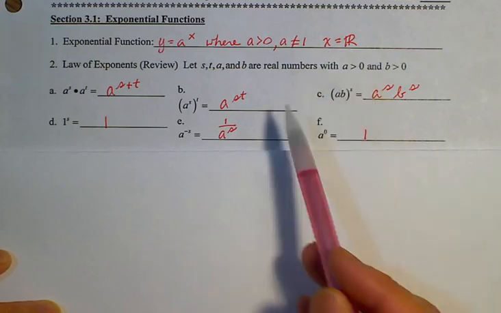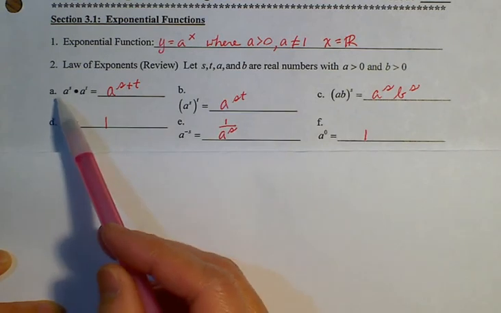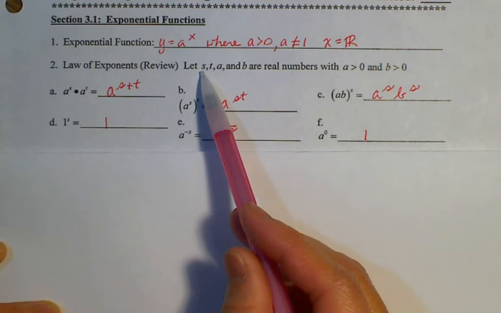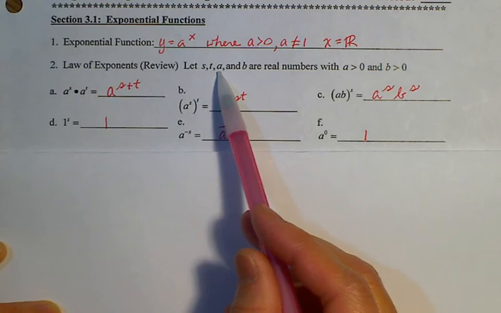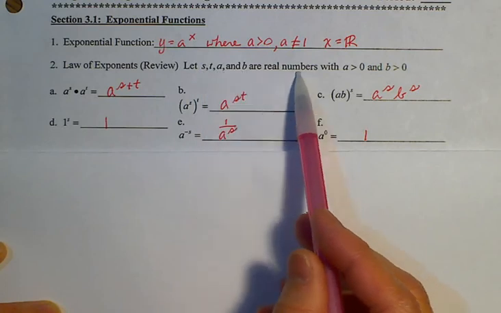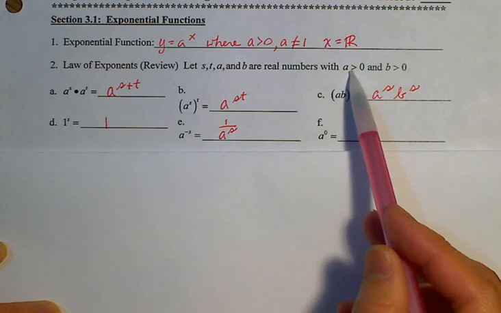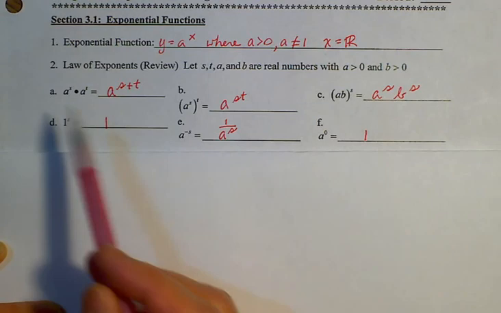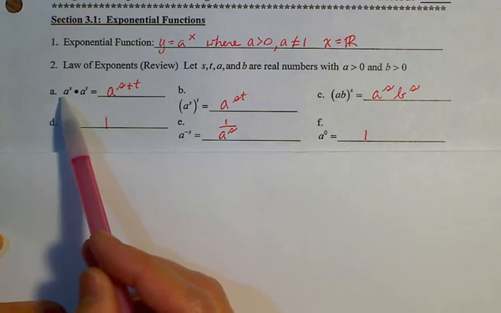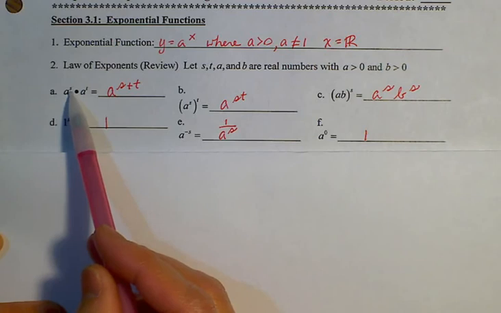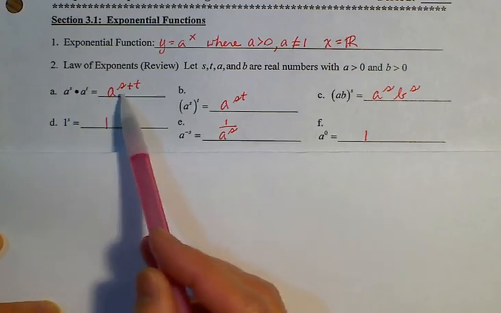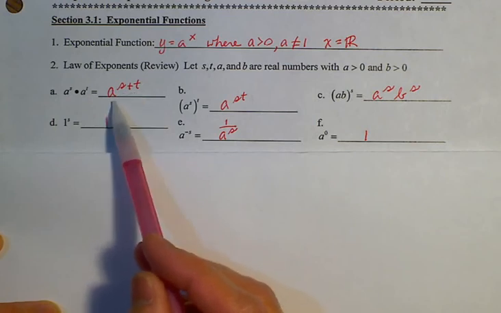So from back in algebra, we're going to do a quick review of the law of exponents. We're going to let s, t, a, and b be real numbers, and a is greater than 0, and also b is greater than 0. If you have the base a raised to the s power times a raised to the t power, then the exponents get added together with the same base. So that would be equivalent to a raised to the s plus t.